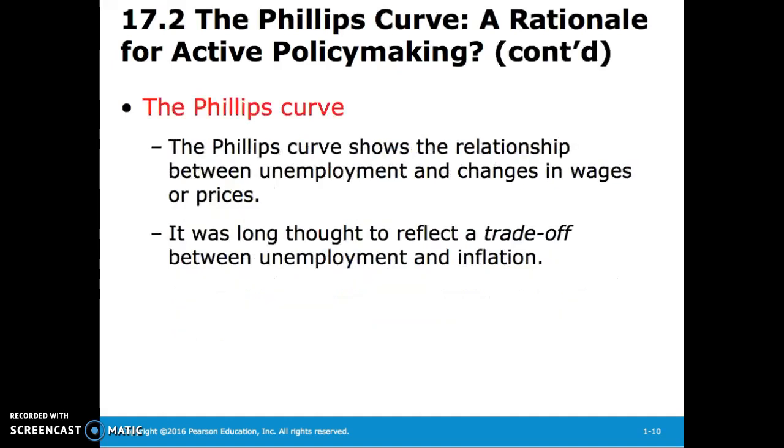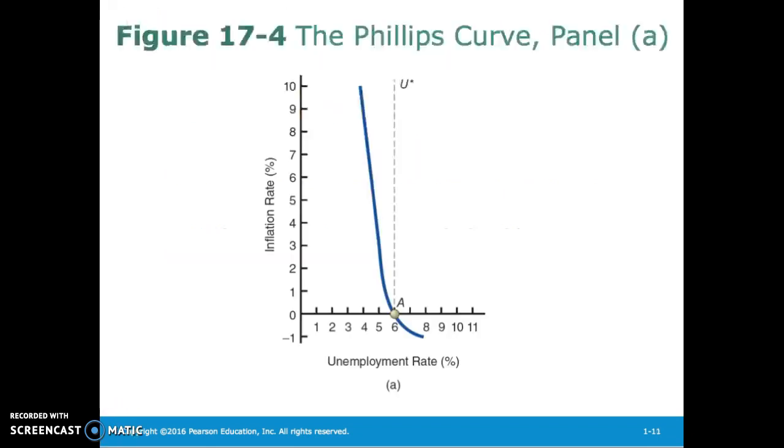The Phillips curve shows the relationship between unemployment and changes in wages or prices. It was long thought to reflect a trade-off between unemployment and inflation. Here we see on our Phillips curve that at point A, with zero inflation rate, we expect the unemployment rate to be at the natural rate of unemployment.